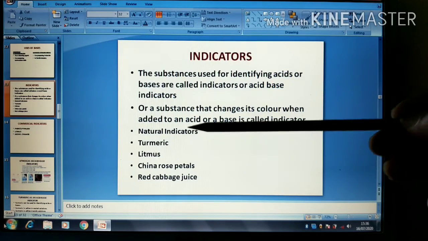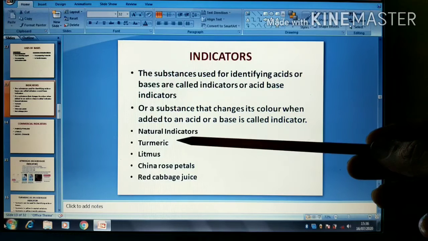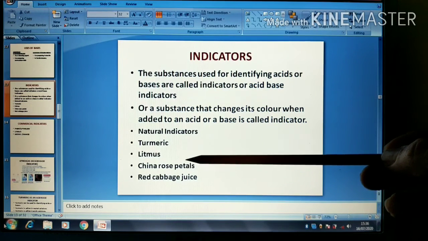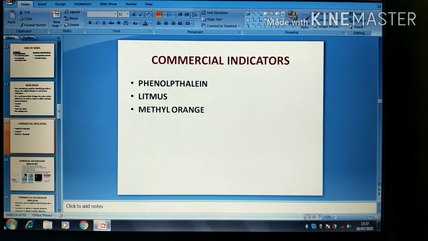So the indicators which you are seeing over here are natural indicators. Natural indicators are turmeric, litmus, China rose petals, red cabbage juice. Now coming to artificial indicators or commercial indicators, we can say commercial indicators are phenolphthalein, litmus paper or litmus solution, and methyl orange.